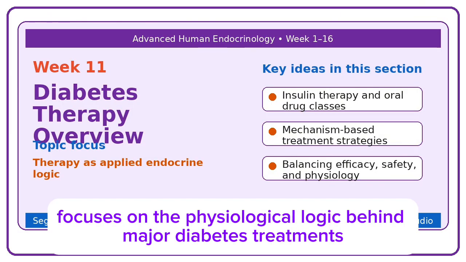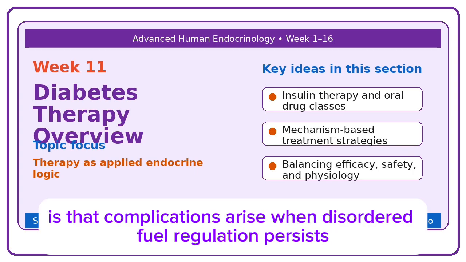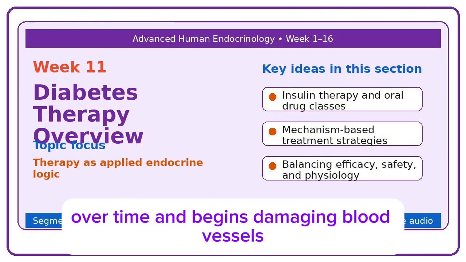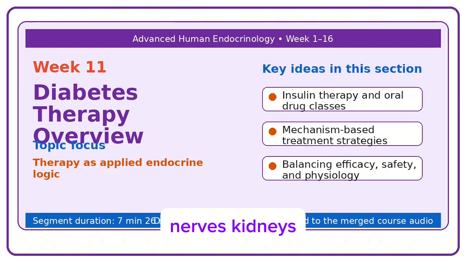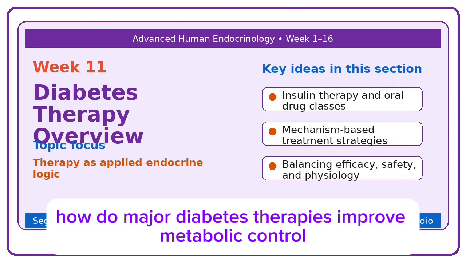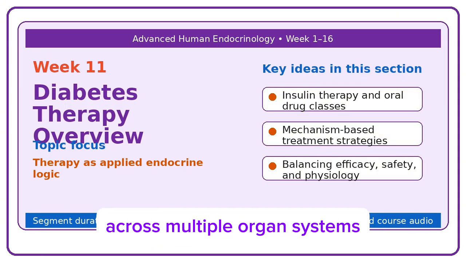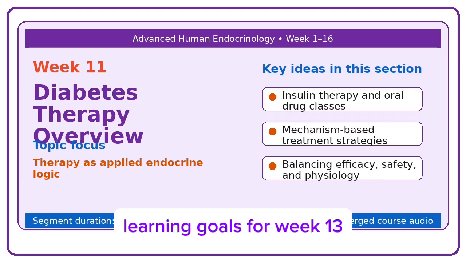This module focuses on the physiological logic behind major diabetes treatments and the mechanisms behind acute and chronic complications. The core idea is that complications arise when disordered fuel regulation persists over time and begins damaging blood vessels, nerves, kidneys, eyes, and other tissues. Essential question. How do major diabetes therapies improve metabolic control, and why does poor long-term control lead to serious complications across multiple organ systems? Learning goals for week 13.